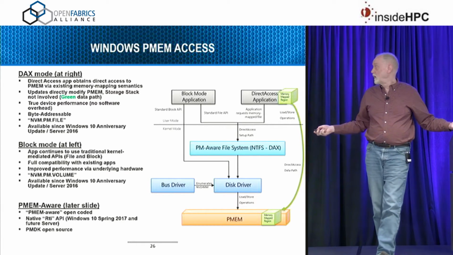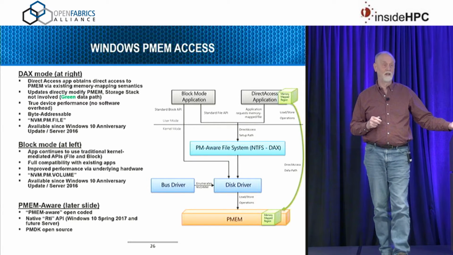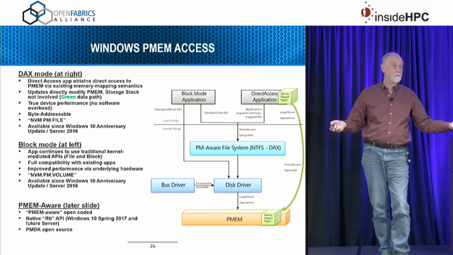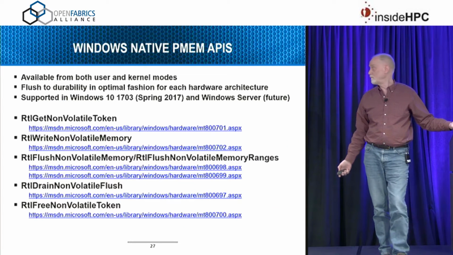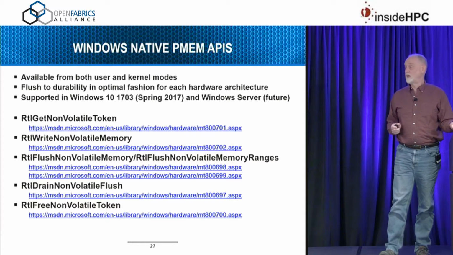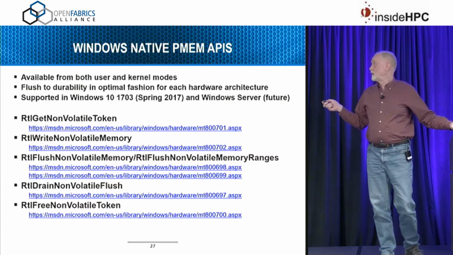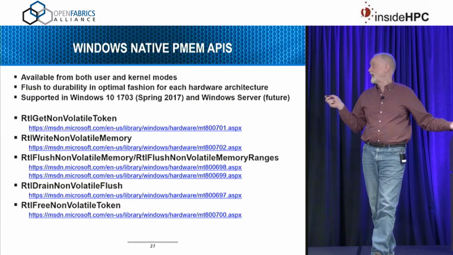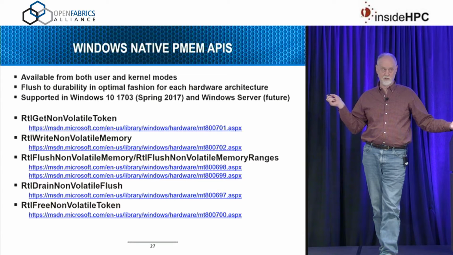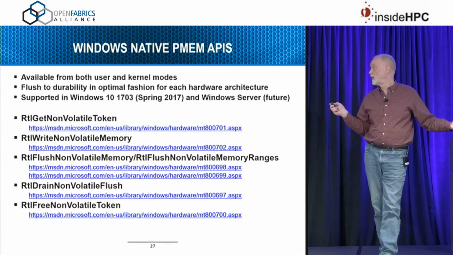And finally, a whole class of PMEM-aware applications. These are PMDK applications, open-coded applications, and things written to a native Windows API called RTL, the runtime library. Here they are, the Windows native PMEM APIs. Now these appeared in spring of 2017, about a year ago, in Windows 10. We haven't shipped Windows Server since 2016, but the next version of Windows Server will have these same APIs.